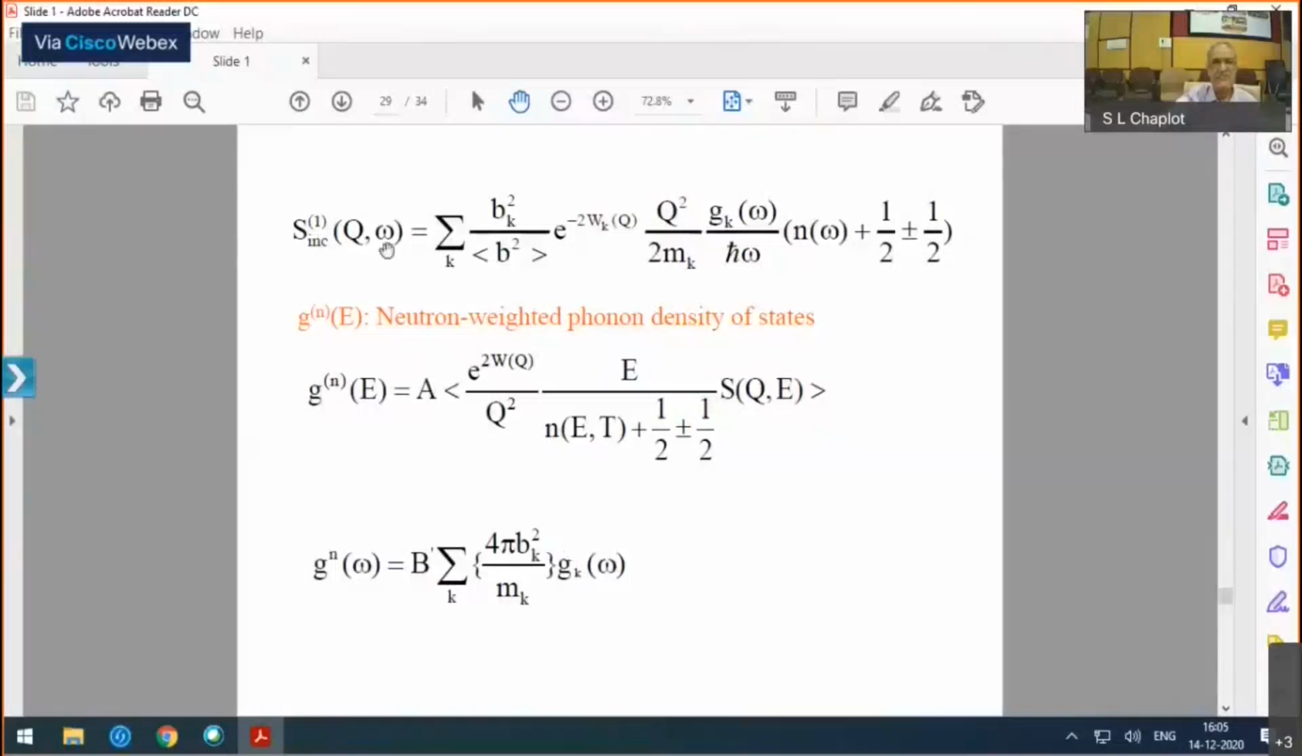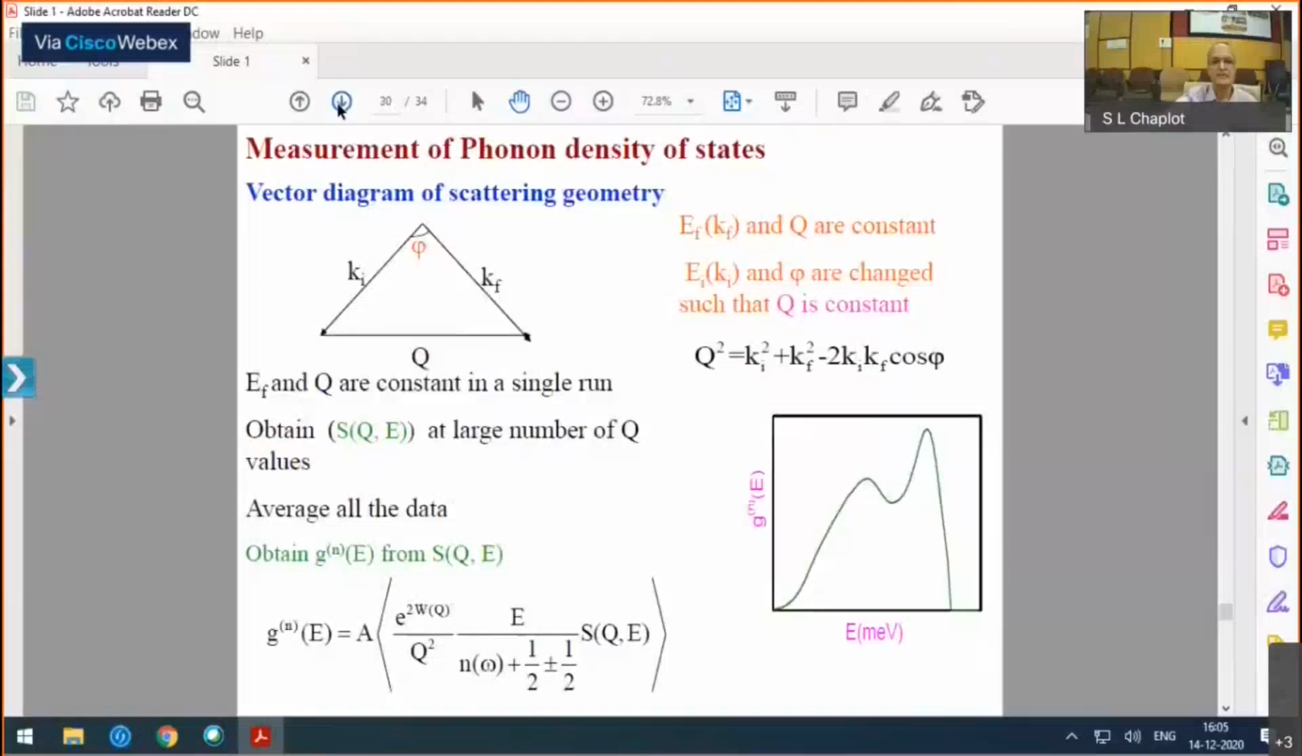Okay, so that's what I have here. Now, how do we make the measurements? Well, the phonon density of states is mostly better measured with the time of flight instrument, because we are not interested in scanning at each and every point in q omega space. However, if you are at a reactor and you have a triple axis spectrometer, then you can also do it.